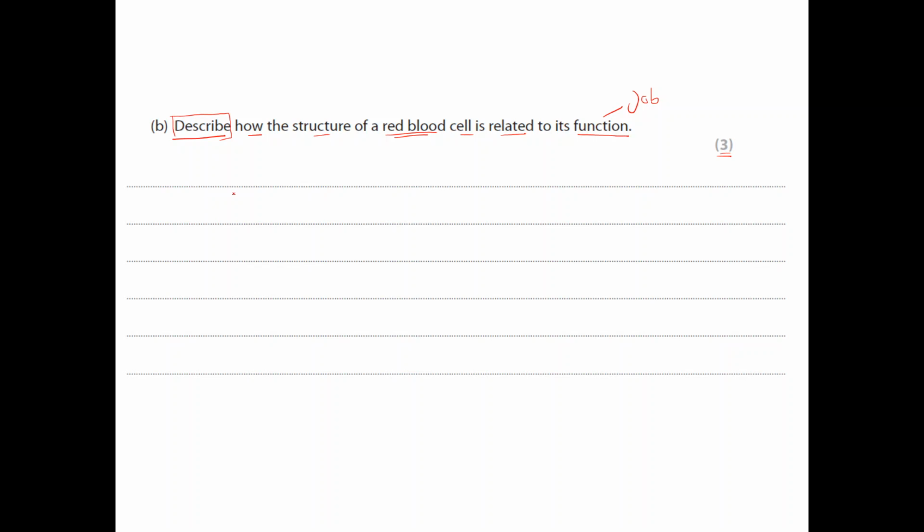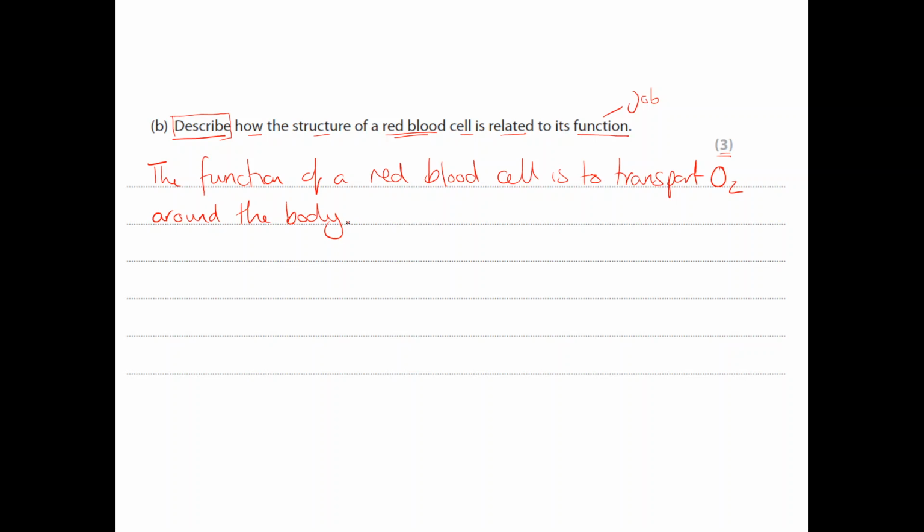Now, one of the things that is really important in a question like this is, if it's talking about the function of something, like a red blood cell, a really good way of answering the question is to state what the function is. So what I would have done is: the function of a red blood cell is to transport oxygen around the body. And that actually would be one of the marking points.